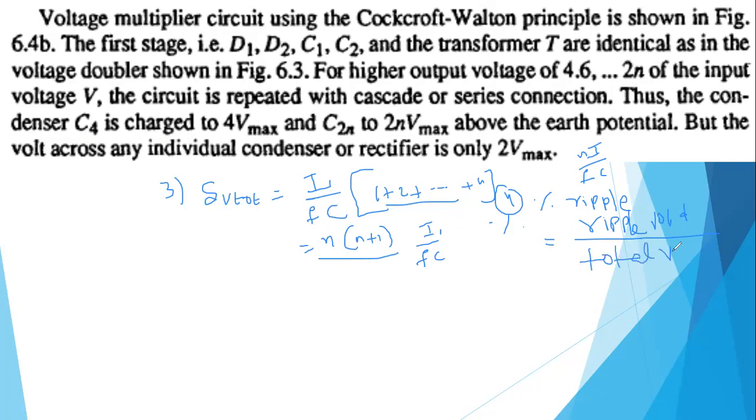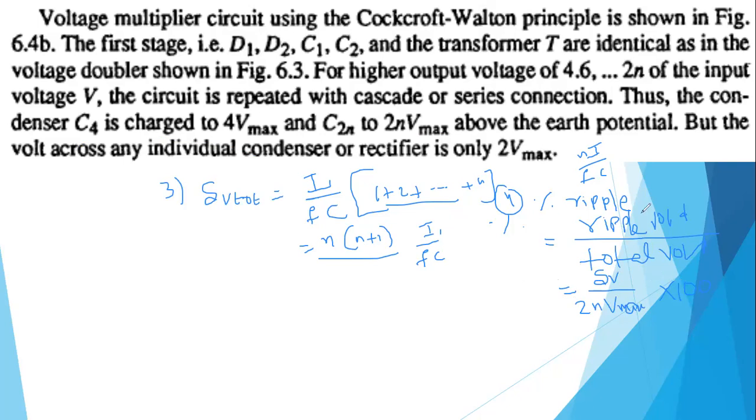Ripple voltage is nothing but, as I just mentioned, delta V. So delta V divided by total voltage, which is 2 into n into V max. So 2 into n into V max, into 100 to get the percentage. So percentage ripple is delta V by 2 into n into V max, that is ripple voltage by total voltage, into 100.